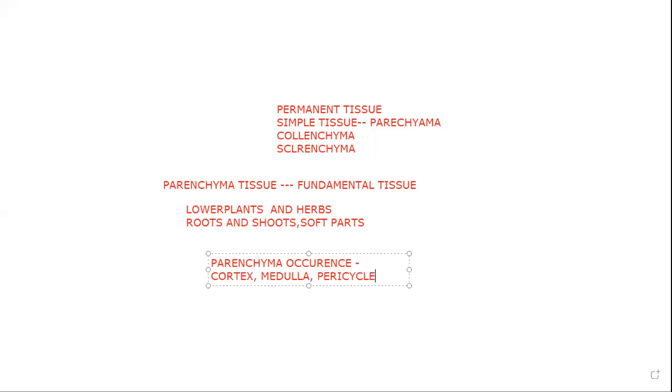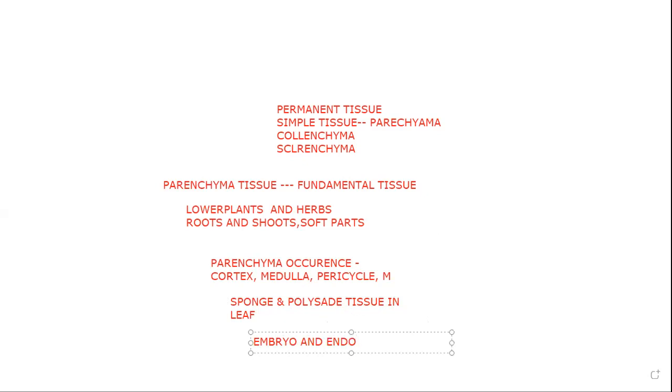And palisade and spongy Parenchyma of mesophyll cells. In the leaf anatomy, we observe that there are two types of Parenchyma, palisade and spongy. And pulpy parts of the fruits, where only Parenchyma is present. Embryo and endosperm, xylem and phloem, these all are parts having Parenchyma.